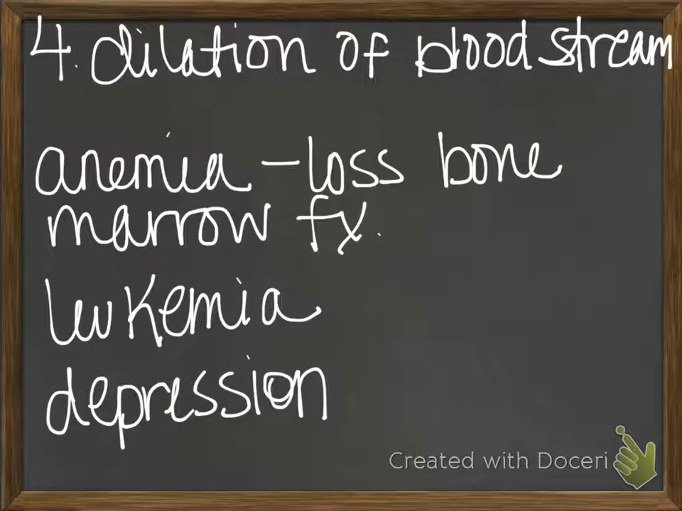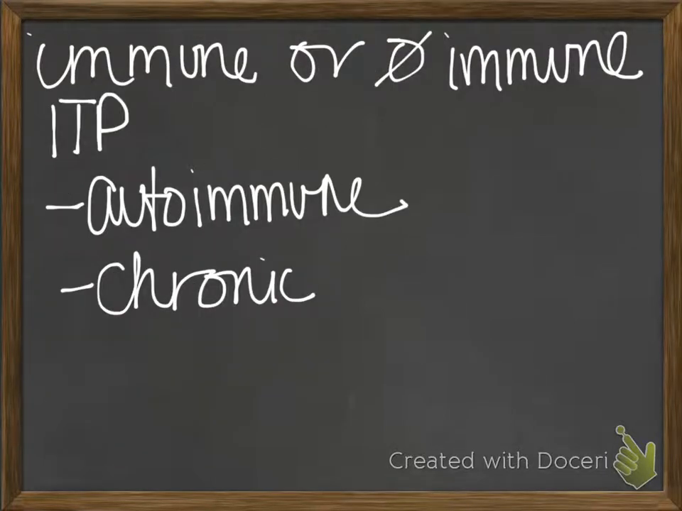A decrease in production would be caused by loss of bone marrow function, like a severe anemia, bone marrow infiltration, such as leukemia, or bone marrow depression, such as radiation or chemo or HIV. We could also have a decreased lifespan, which would be immune or it could be non-immune, and it's just the over-destruction of our platelets. And one of the classes of this is what we call ITP, or immune or idiopathic thrombocytopenia purpura.